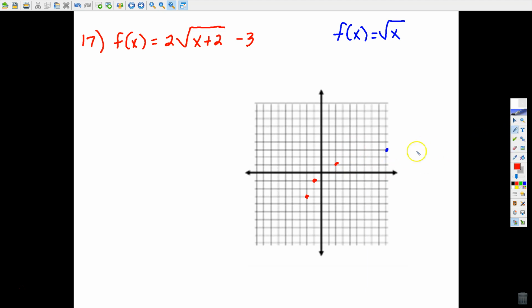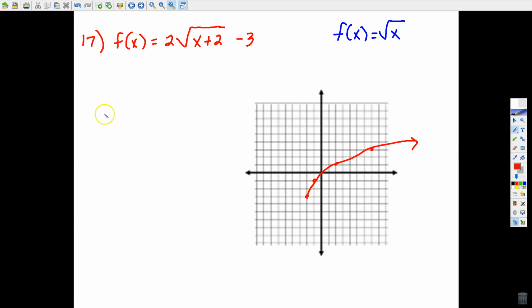Takes care of that one. Here we are at 9, 3. But when multiplied by 2, it makes it 9, 6. And then we can do left 2, down 3. And so my 4 red dots represent the graph of the answer.